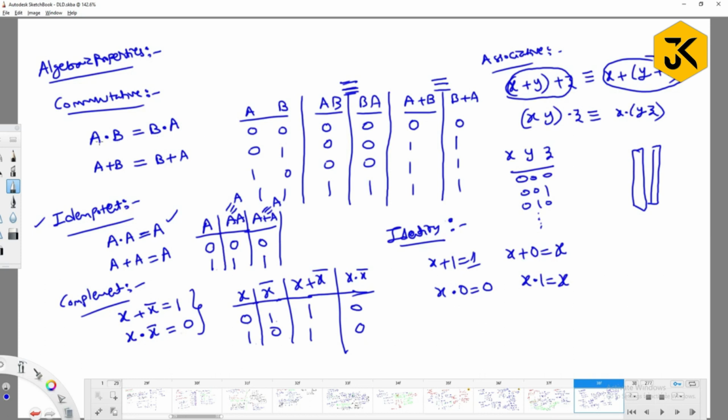See guys, here sometimes I have taken A, sometimes I have taken X, sometimes I have taken some other variable maybe. So all have the same meaning, where everything is represented as a variable.